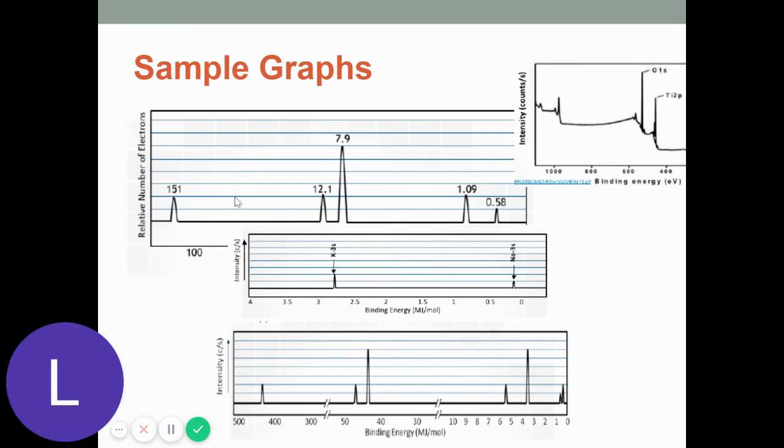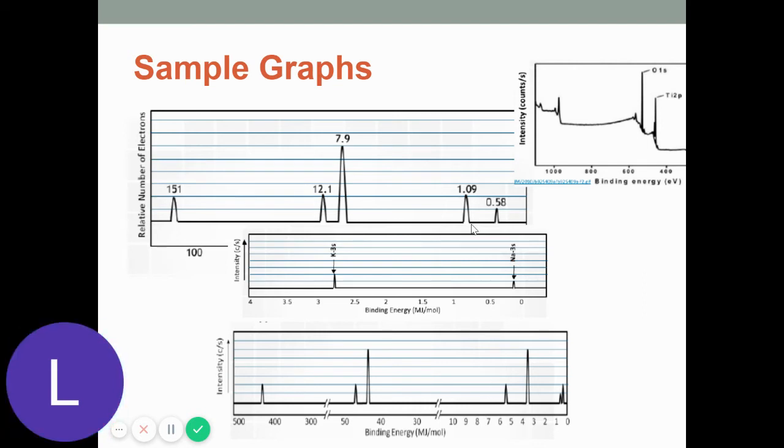So here we have 1s2, 2s2, 2p6, 3s2, 3p1. You notice how we can guess that that's 1 because it is half the height of our 2. So we can figure out what that is.